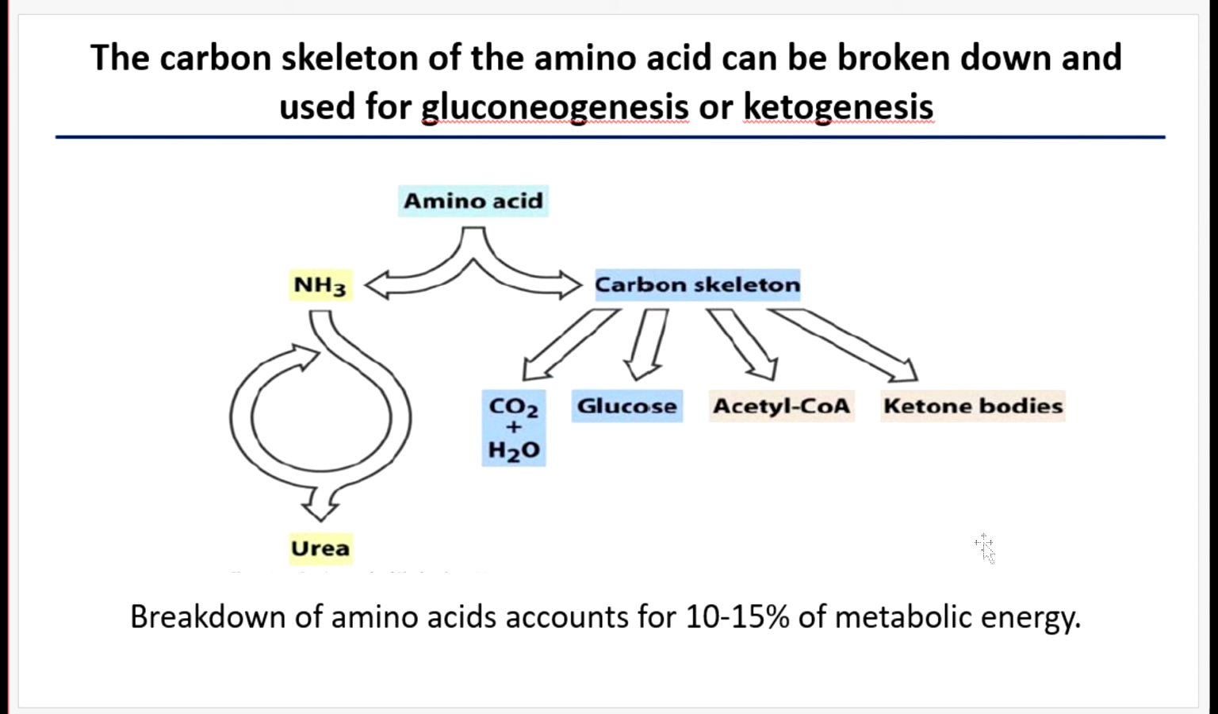Now, you don't normally break down amino acids for metabolic energy. Unless you're consuming a good amount of protein or you're starving, you're really not going to do it that much. But in either of those situations, breakdown of amino acids accounts for 10 to 15% of your metabolic energy. So really not that much. The majority of your metabolic energy comes from oxidizing glucose or fatty acids.